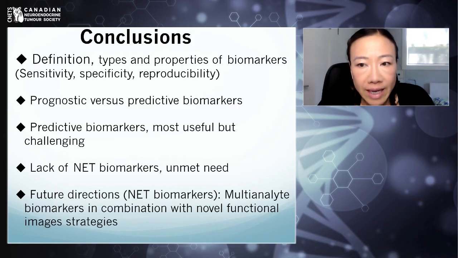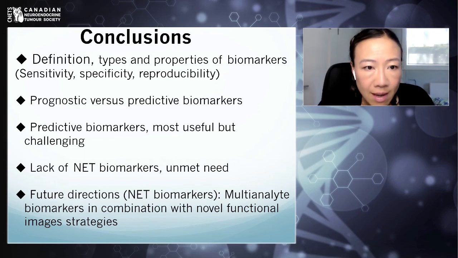Today, I discussed with you the definition, types, and properties of different biomarkers in general. I discussed prognostic and predictive biomarkers, which are the two most important biomarkers in oncology. What are the differences? What are the confusions? Predictive biomarkers are the most useful, but very challenging for discovery as well as utilization.